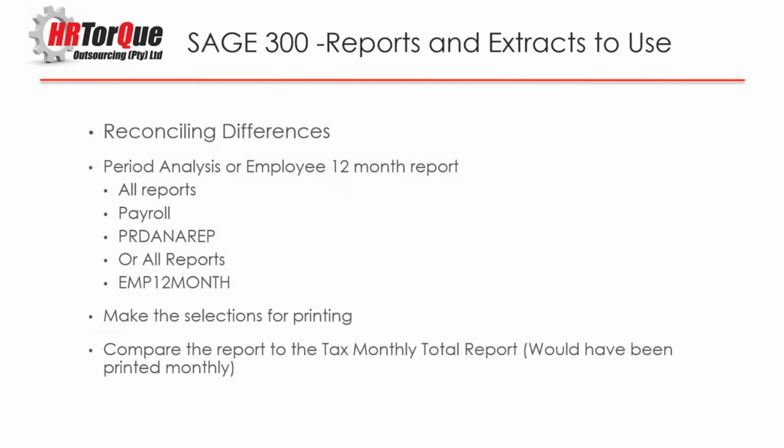Other reports that we can use, there is a report called Reconciling Differences. And again, that is in your All Reports section. We can use the period analysis or an employee 12-month report if you need to get to detail of each individual item and potentially each month that it's been paid. And that is, again, in all reports under the payroll section. Under all reports, you can run the EMP 12-month report to get you that detail. You could also use the financial analyzers section and run a report from that side, which is then by default going directly into Excel.